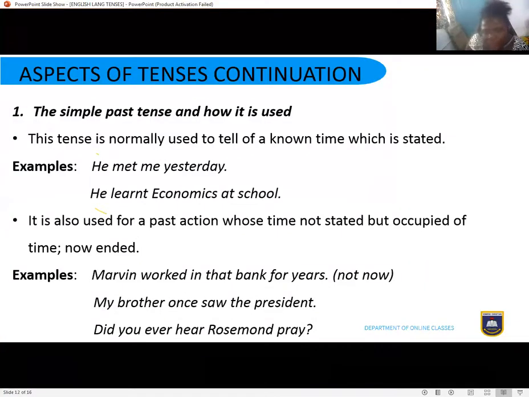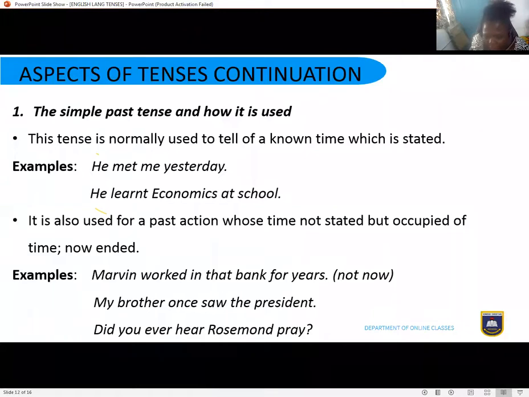Example 1. He met me yesterday. When did he meet me? Yesterday. So it means that the time stated here is what? Yesterday. And then the action has taken place at a time that is what? Known to us. He met me yesterday. What time did he meet me?